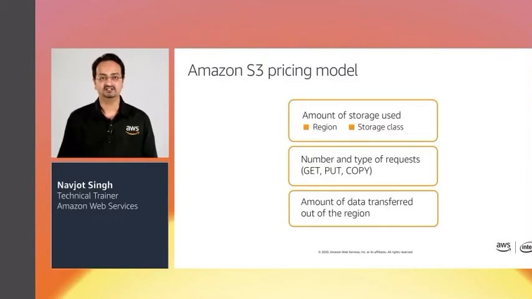S3 pricing is determined by 3 factors. First is storage. The amount of storage used will change the price, as well as the storage type. For example, S3 standard storage costs slightly more than the infrequent access storage. Second is the number of requests and type. For example, there is a charge for GET, PUT, and copy requests. Third is data transfer out. Any data transferred out of the region from S3 incurs a charge.